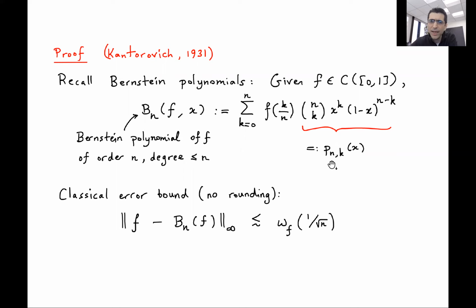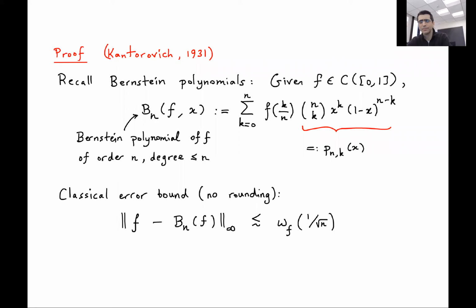Okay, so p_{n,k} is given by n choose k, x to the k, 1 minus x to the n minus k. We multiply it by the value of the function at the grid point k over n. But this already suggests, even if you haven't thought about this for a while, that these basis polynomials must be somehow correlated with the location k over n, right? Because we are assigning the value of the function at that point.